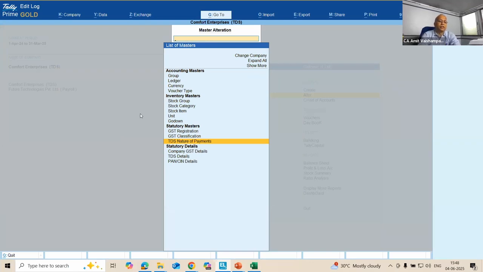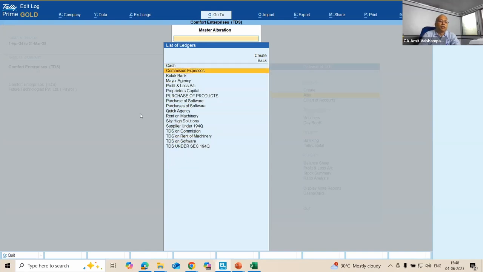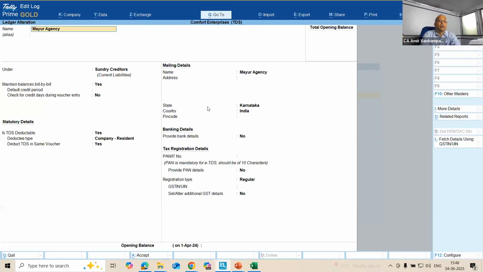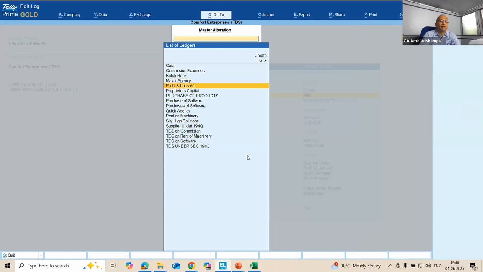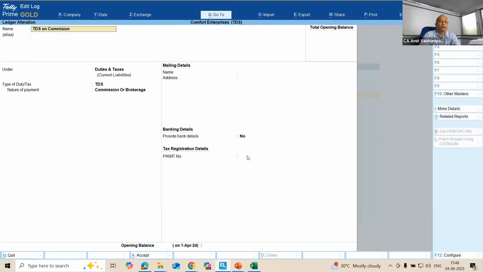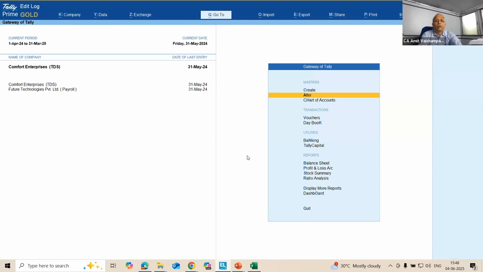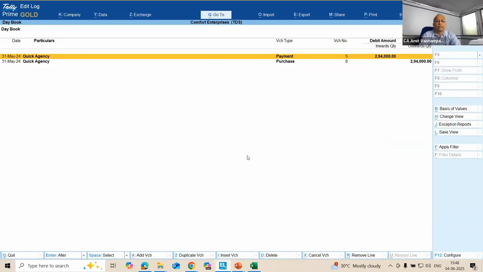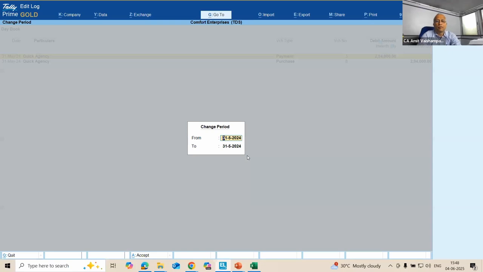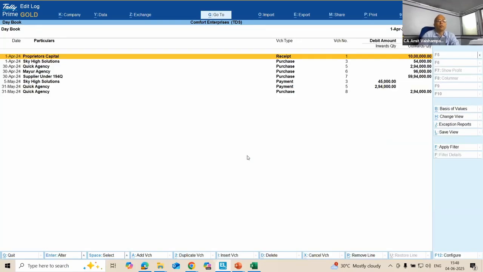Same way, we will create the nature of payment. We shall create the party as Mayur Agency, and we have not mentioned the PAN number. The PAN number is blank, right? We don't have a PAN number on our record for this particular party. We have also created TDS on commission as a ledger. And we have gone ahead and passed the transaction for Mayur Agency.